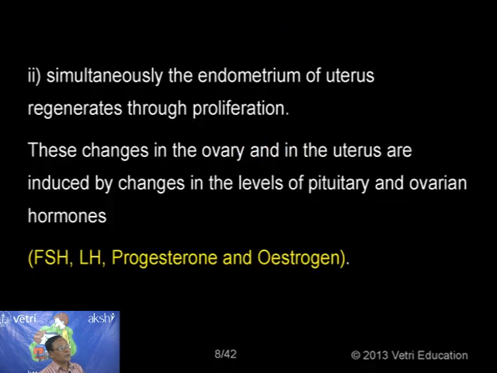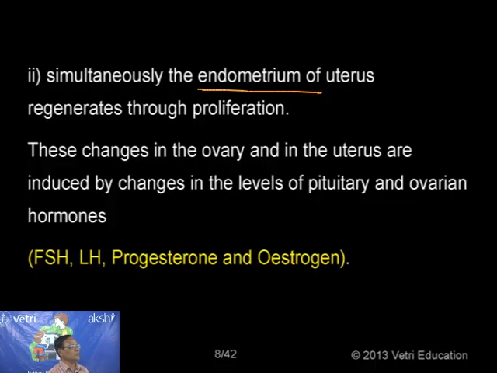So at the same time, some striking changes are also taking place in the uterine endometrium. What will happen? The endometrium increases in thickness. It is very few millimeters in thickness to begin with. Now its thickness increases steadily. This is because of the proliferation of the mucus secreting glands and also epithelial cells. That means this endometrium lost in the previous cycle starts regenerating.